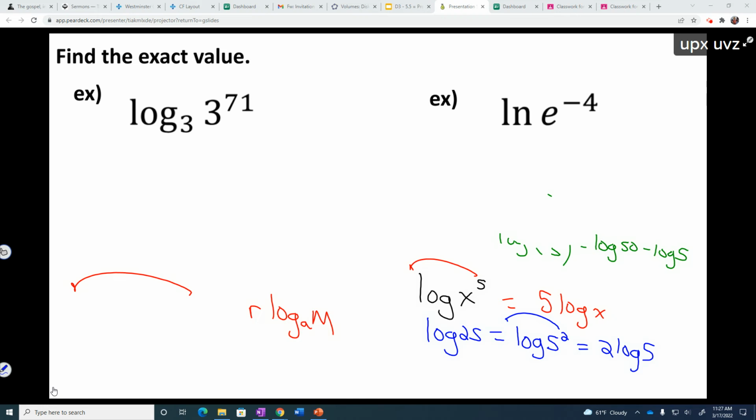Start off with a really easy one: log base 3 of 3 to the 71. And all of these you can do without a calculator. You'll also get just a single number for all of these as well. So what's the first one? Yeah, we want log base 3 of 3 to the 71, the log and the base cancel. 71.